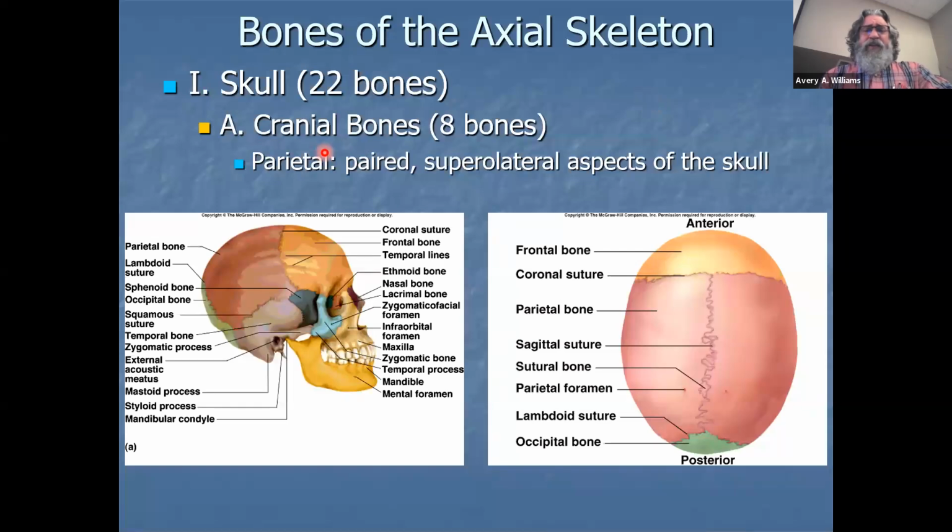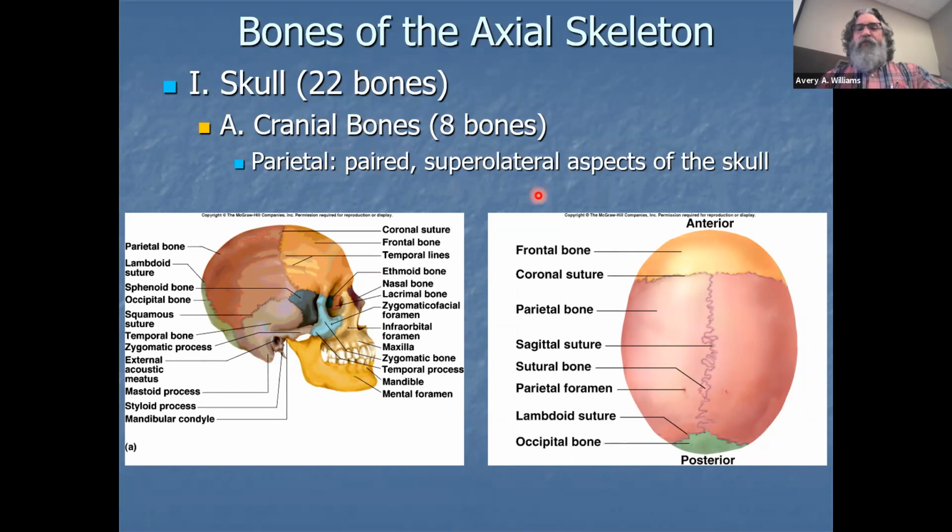So this is the first of our cranial bones, the parietal bone. Now, in defining it, I'll let you know that it's paired. Okay, so there's a left one and a right one. So that's 2 bones. Of the 8, this is 2. You get it? All right.